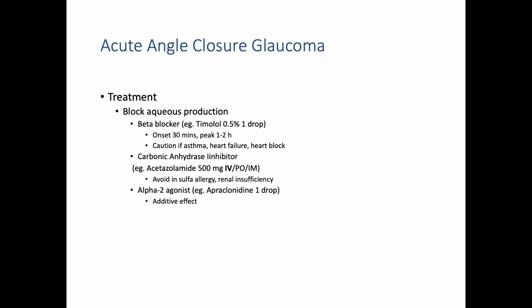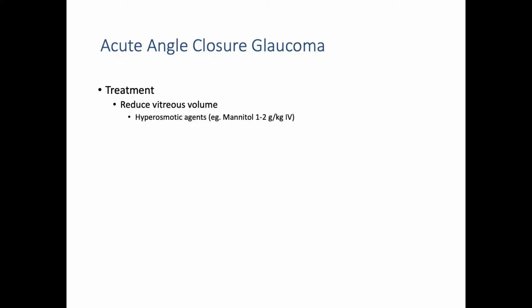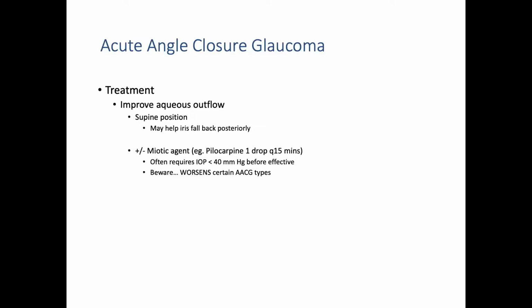Yeah, so part of treatment is to first block the aqueous production, and that's where your beta blockers and your CAIs come in. So acetazolamide, you can give it either PO or IV. There's no evidence that one works better than the other. IV if they're vomiting. If they're not vomiting or you've got the vomiting under control, you can give them PO. So that blocks the aqueous production. To reduce the vitreous volume, you can use a hyperosmotic agent, which is the mannitol, which works effectively. And then to improve aqueous outflow, supine position, and that's where you can use a miotic agent like pilocarpine.